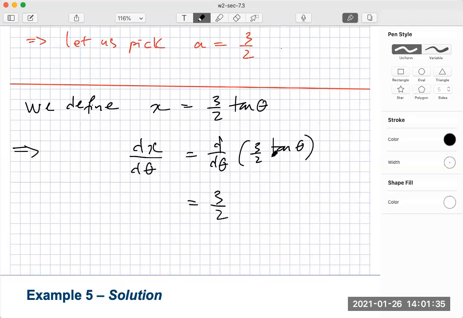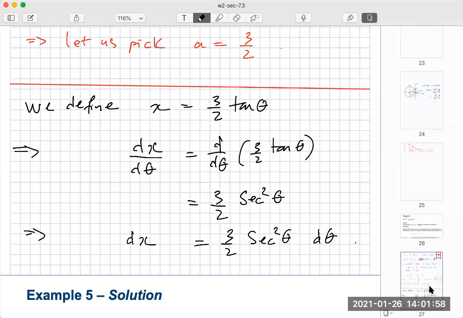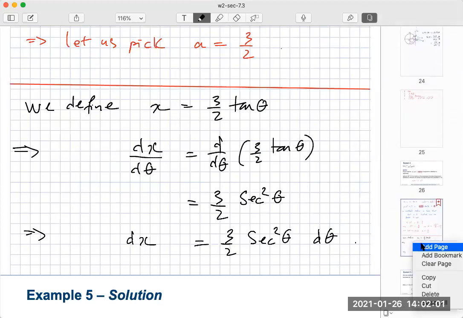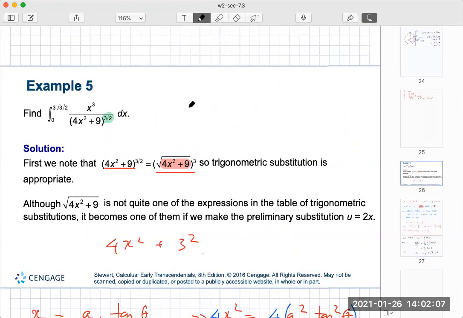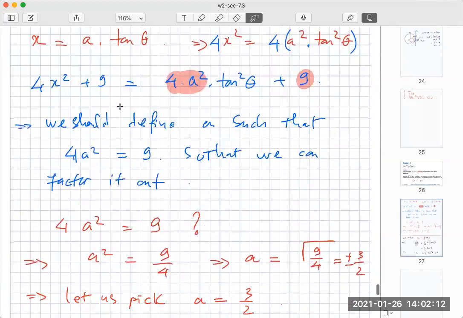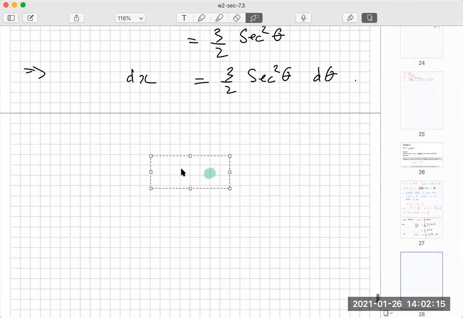Yes, secant squared. The derivative of tan theta gives us secant squared theta. Therefore, we multiply both sides by dx here. You can imagine it that way. dx will be 3/2 secant squared theta d theta. Okay, very beautiful. So that's that. Therefore, let us write this integral. Oh, wait a second. Before, oops.